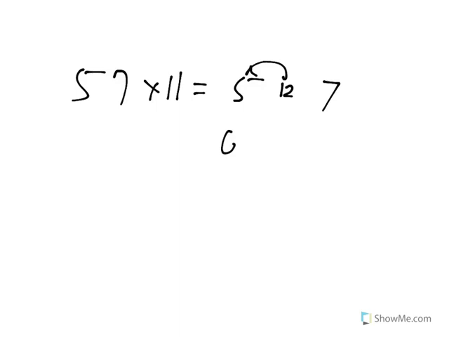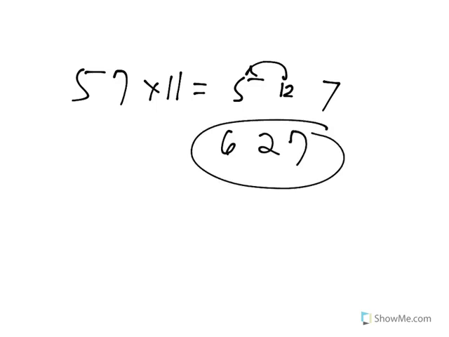If the two digits together add up to more than 10, you can still do it. 5, 7, you stick a 12 in there, but you carry the 1 over, so it becomes 627. So this way you can always multiply quickly by 11, because that's part of the trick.